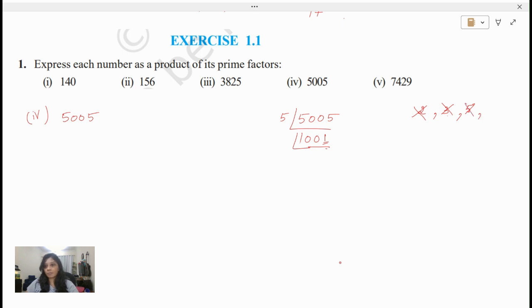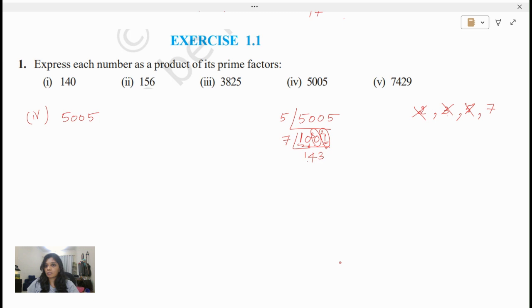Then go for the next prime number 7. Okay, so when I divide by 7, I think there is a possibility. So let us try. 7 ones are 7. Here there is a number 10, so 3 will be the carryover. 7 times 4 is 28. Again, there is a remainder 2. So the carryover is 20, so it becomes 21. So 7 times 3. Yes, it is perfectly divisible by 7, isn't it?